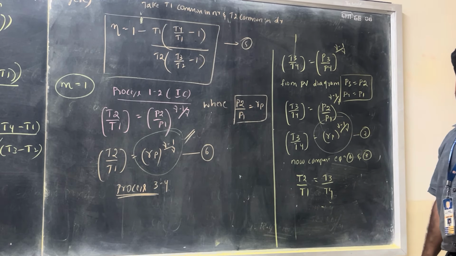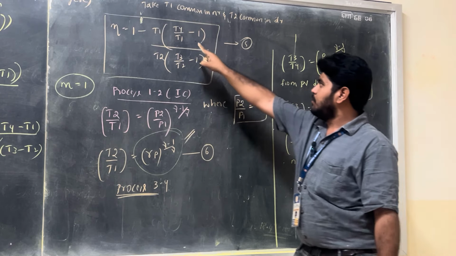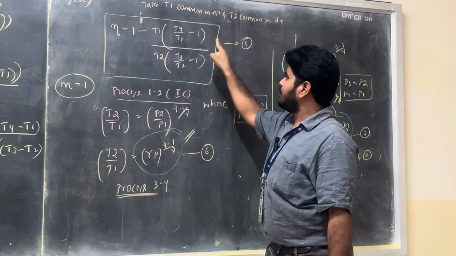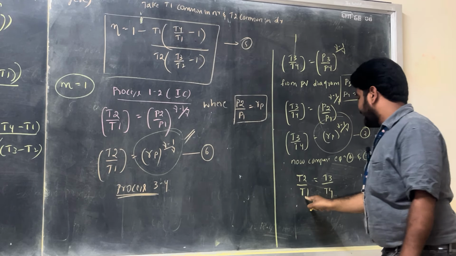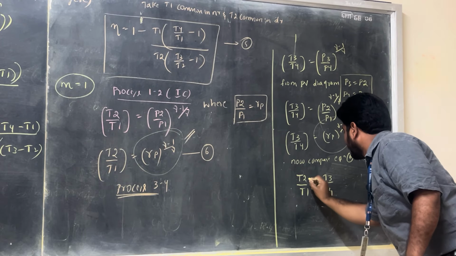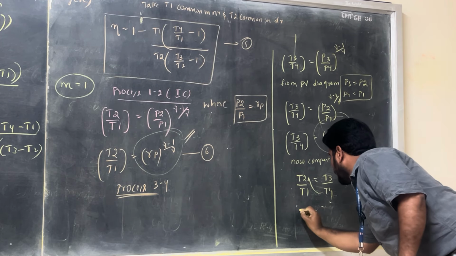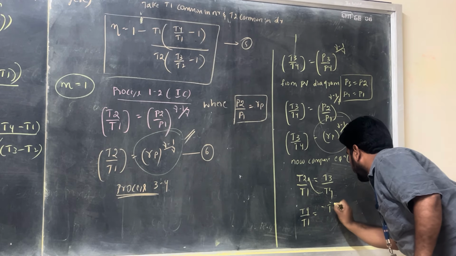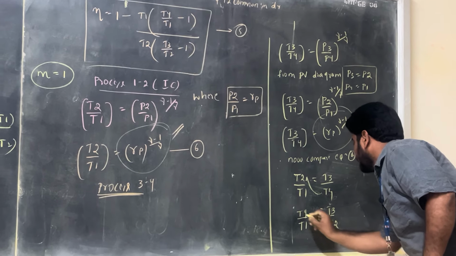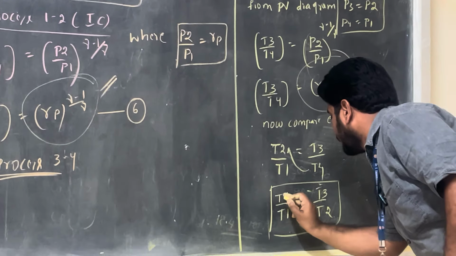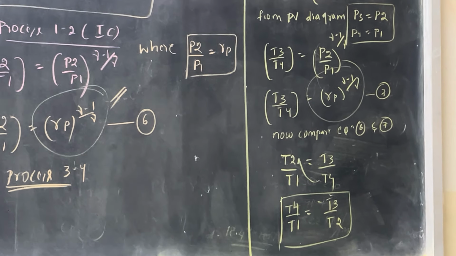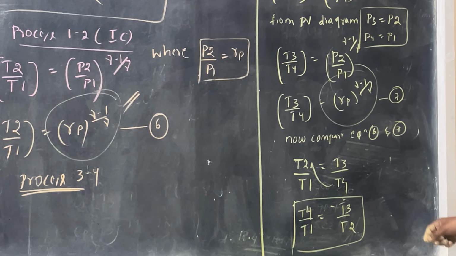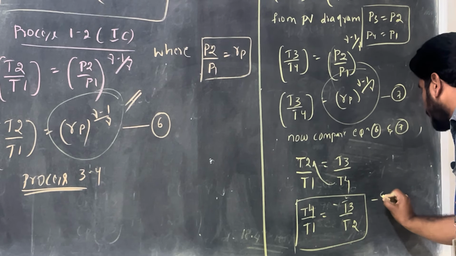Now see here, listen carefully. We have in equation 5 T4 by T1, and here we have T2 by T1. So I'll cross multiply like this. What happens here, T4 by T1 is equal to T3 by T2. This is a very important equation, that is T4 divided by T1 is equal to T3 divided by T2. This is equation number 8.